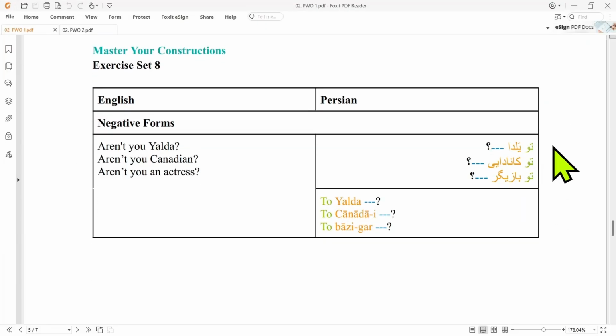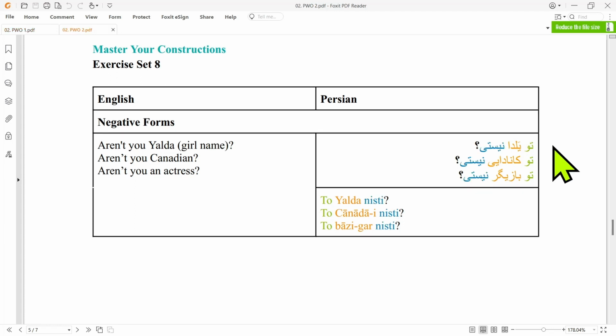Now how can we ask, aren't you Yalda? Aren't you Canadian? And aren't you an actress? We would ask, to Yalda nisti? To Kanadai nisti? And to bazigar nisti?